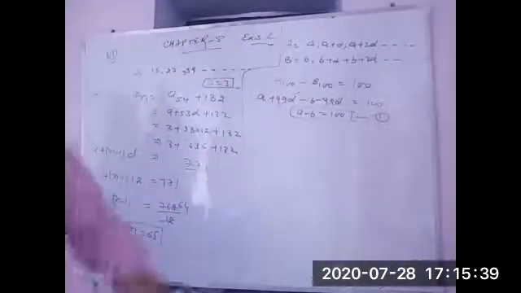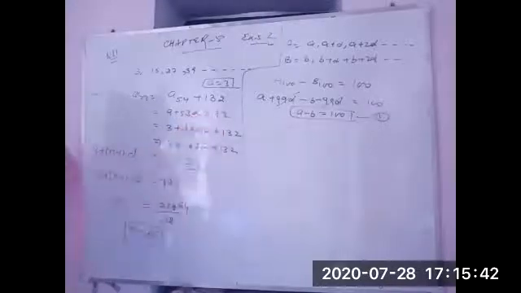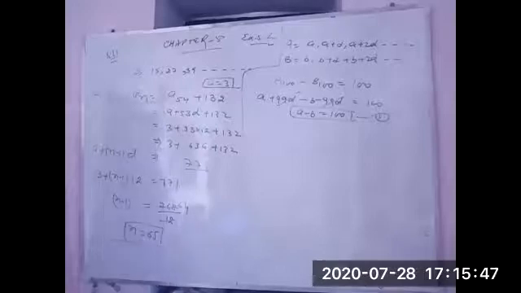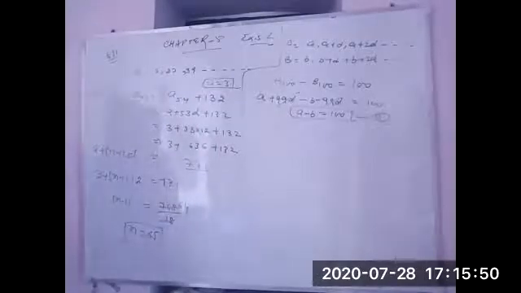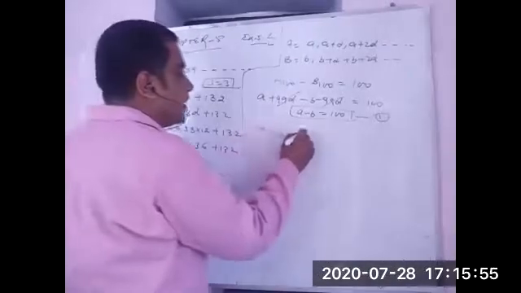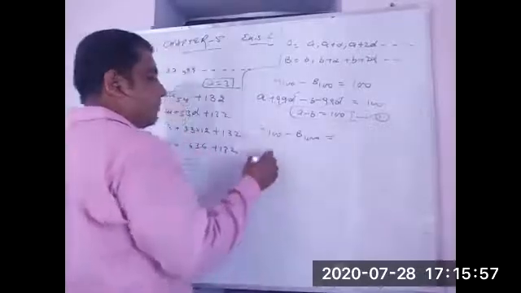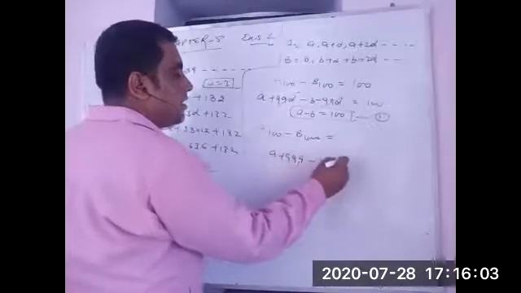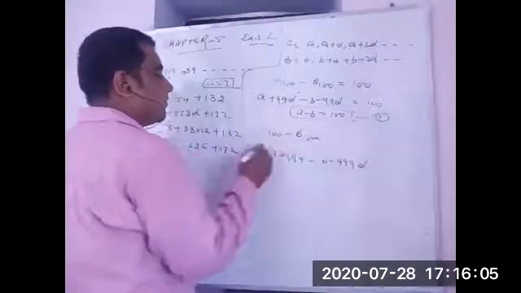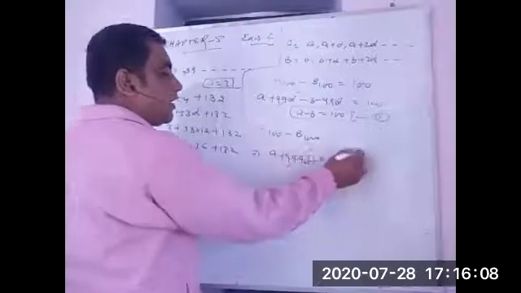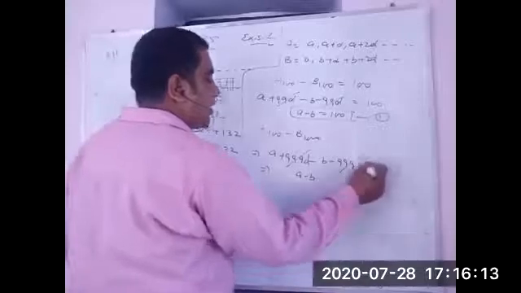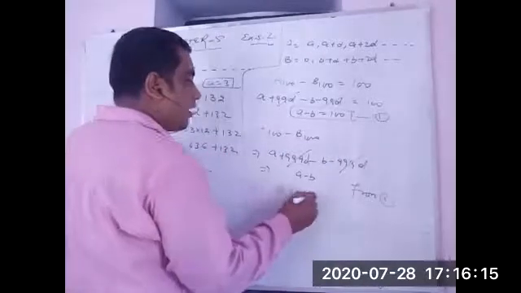Now we have used all the things which are given in the question. Now we have to find the difference between their 1000th terms. So a1000 minus b1000 we need to calculate. a plus 999d minus b minus 999d. Again it cancels, a minus b. Now from equation 1, a minus b equals 100.